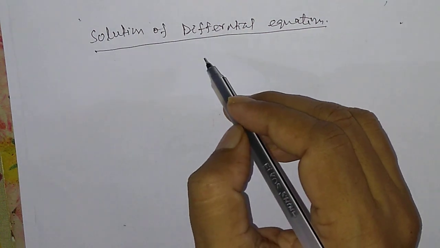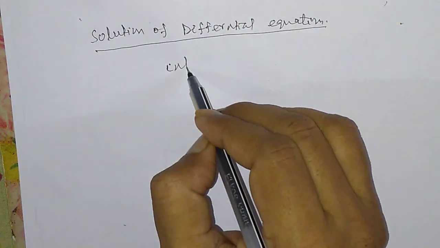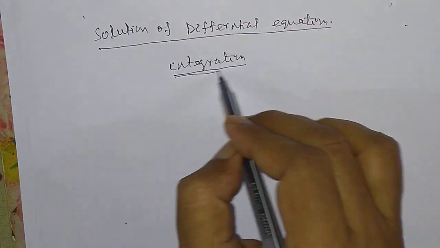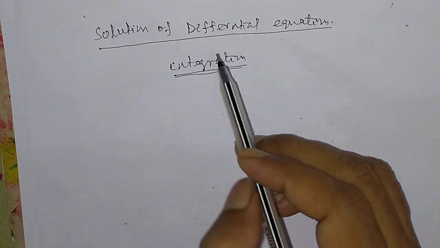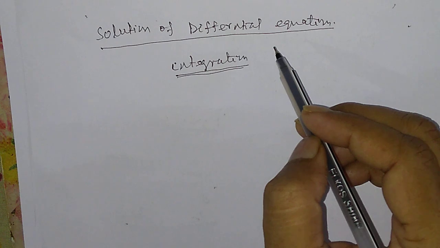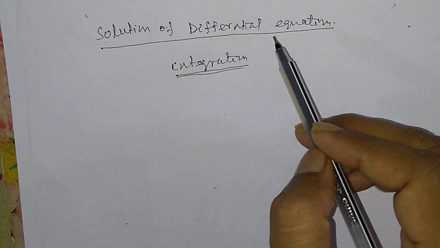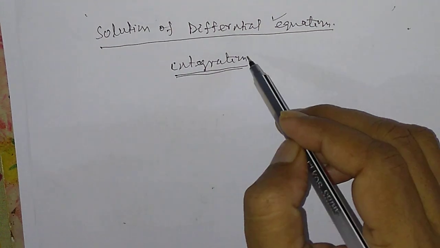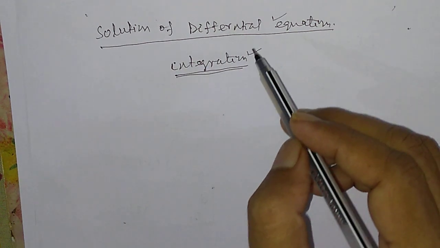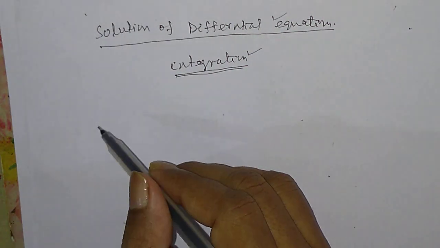Solution of a differential equation means you have to find the integral. You have to find the integration. Remember, you have to find the integration. What is in your differential equation? In a differential equation you have derivatives. So when you find the solution of the differential equation, it means you have to find the integration. Okay. When you find the integration, you generally say there are two types of solution.